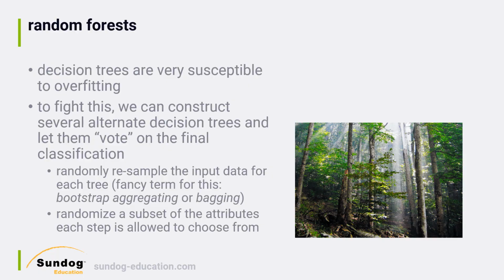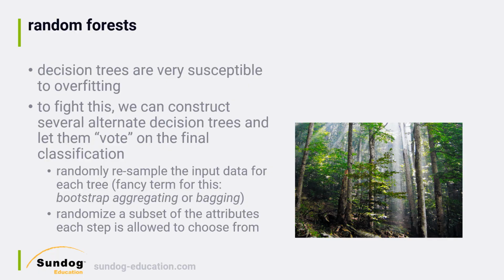Now to fight this, we use something called random forests. So the idea here is that we randomize the process of building our decision trees a little bit. So we have a bunch of different alternative decision trees that are fitted to our training data, and we let them all vote on the final classification. So we can randomly resample the input data for each tree that we're training, and a fancy term for that is bagging, or bootstrap aggregating. And we can also randomize a subset of the attributes that we have available to choose from while training each individual tree. So maybe some attributes are actually withheld from different trees, and that will prevent it from overfitting on that specific attribute.